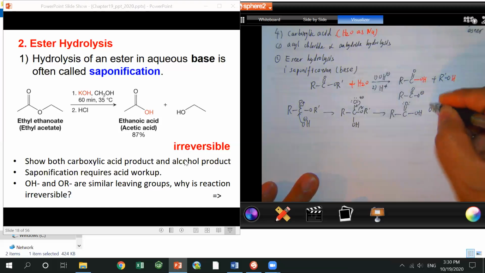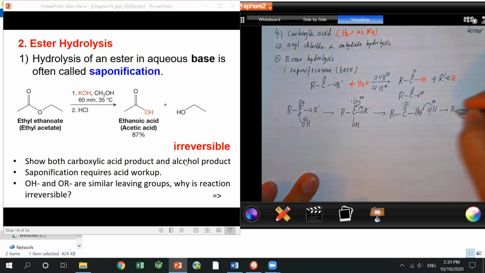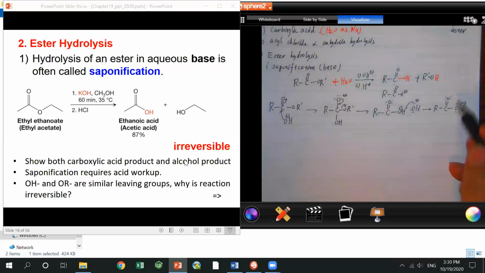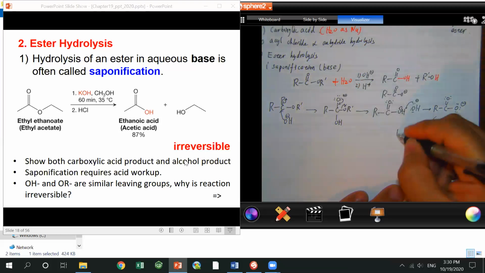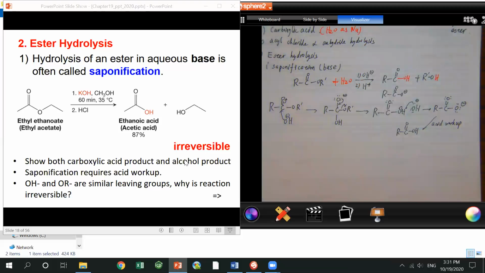So another OH minus can pick up the hydrogen and give you a carboxylate ion. That's the real product for the first step. And then you do the acid workup, the second step, and you turn it into the carboxylic acid. So that's the whole reaction.